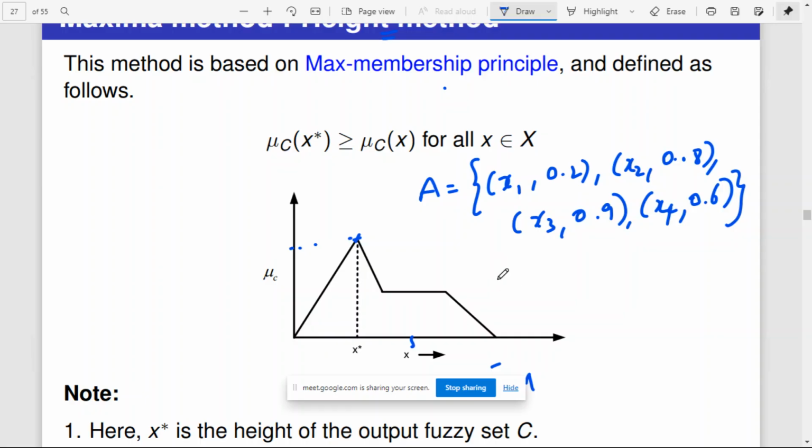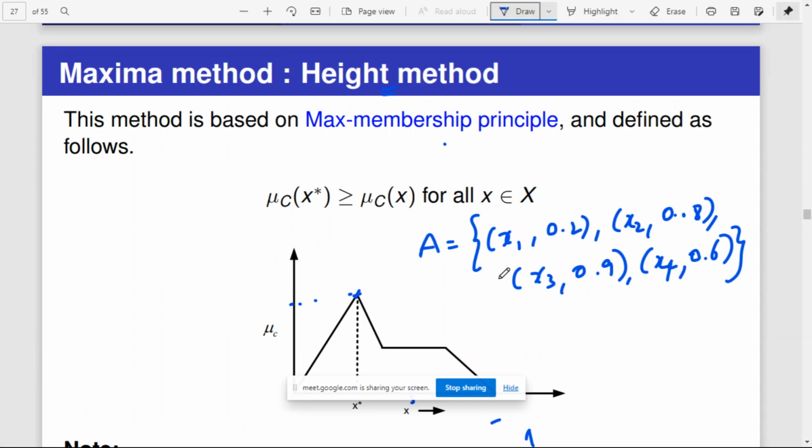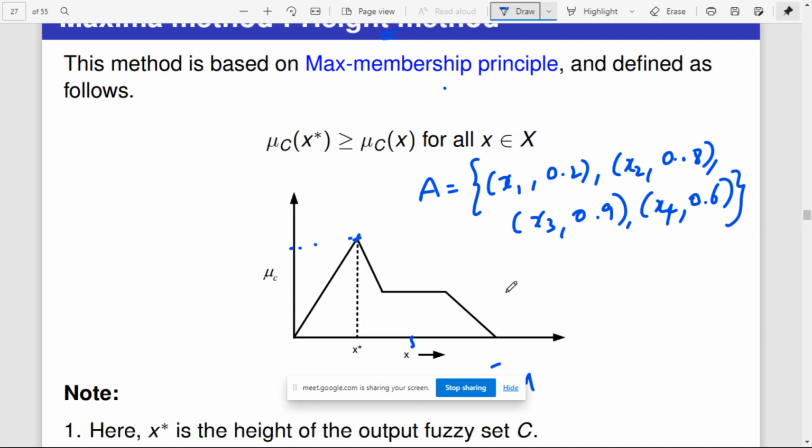Okay, so for this fuzzy set, if you are using the height method, how will you find x star? That is the crisp value. What will be the crisp value? If you are using the height method, given this particular input, what will be x star? This method says that whichever x value gives the peak value, that x will be considered as the crisp value. So x star will be equal to what?